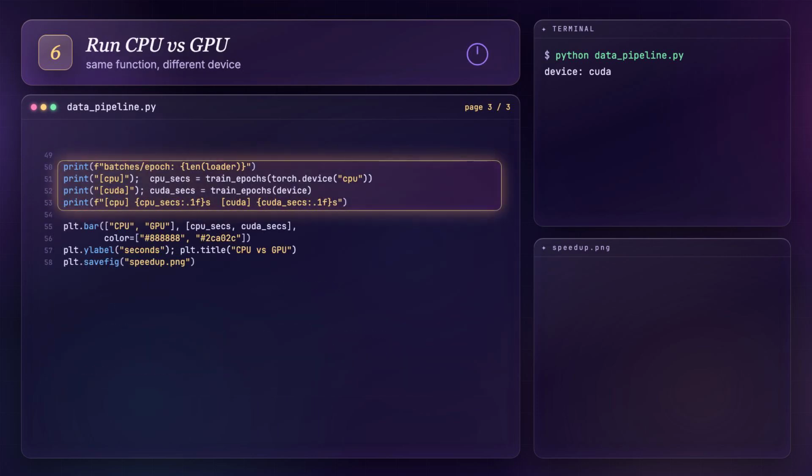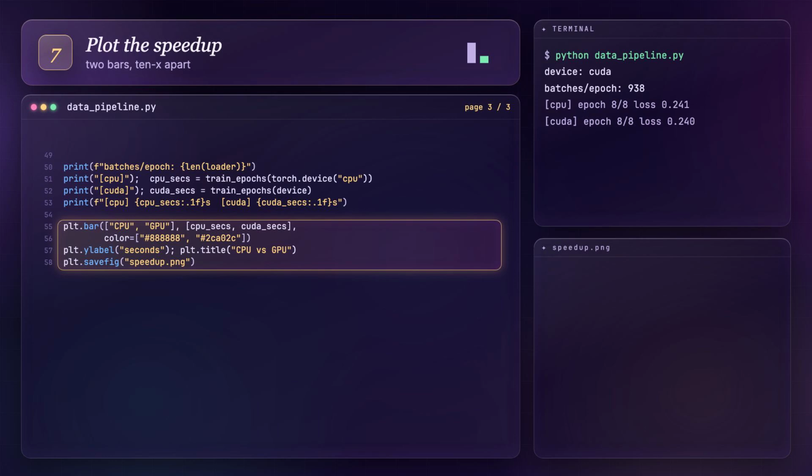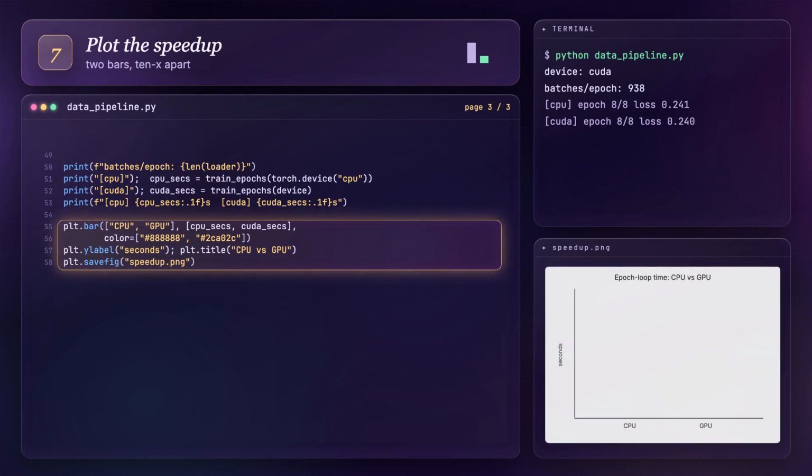Page 3. The experiment. We call train_epochs once with the CPU and once with the GPU. Same function, just a different device. And capture the 2 wall clock times. We print both totals. Finally, we plot them. A 2-bar matplotlib chart, CPU versus GPU, drawn straight from the 2 timings we just measured. plt.bar with CPU, GPU, and the CPU seconds, GPU seconds. Same code, 1 bar 10 times shorter than the other.